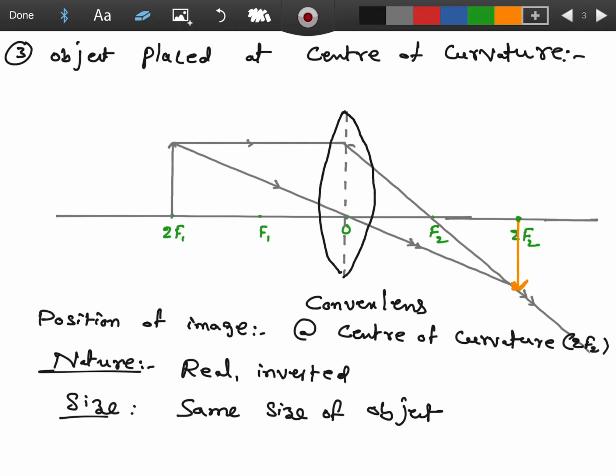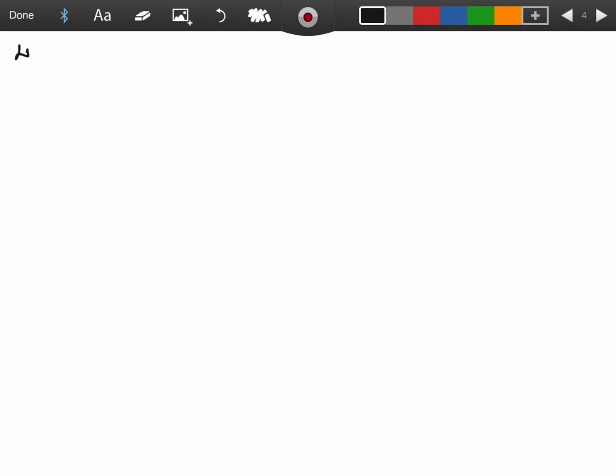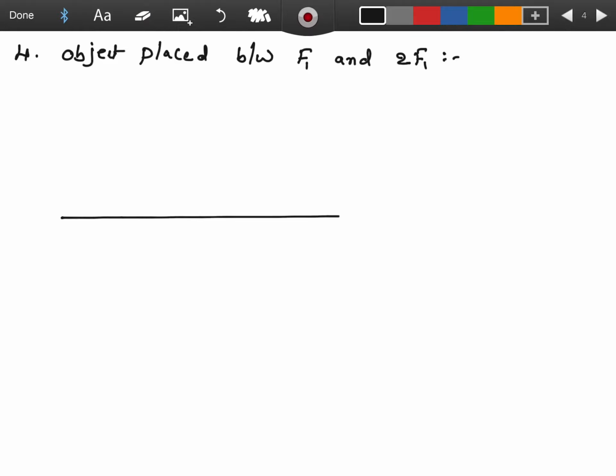Next, coming to the fourth position. Object placed between F1 and 2F1, that is focus and center of curvature. As usual technique, students, first you have to draw the principal axis. I draw the principal axis. Then represent the optic center and both sides focus, both sides center of curvature.